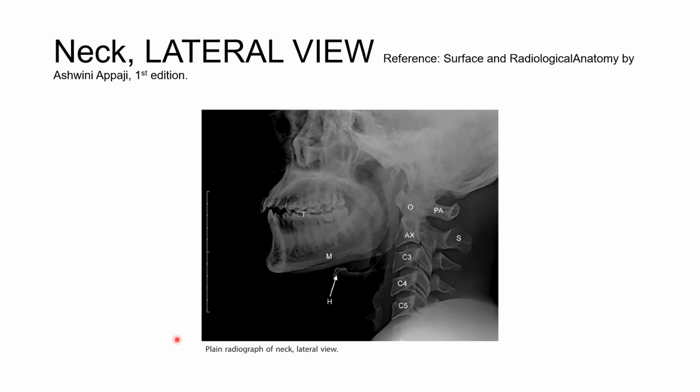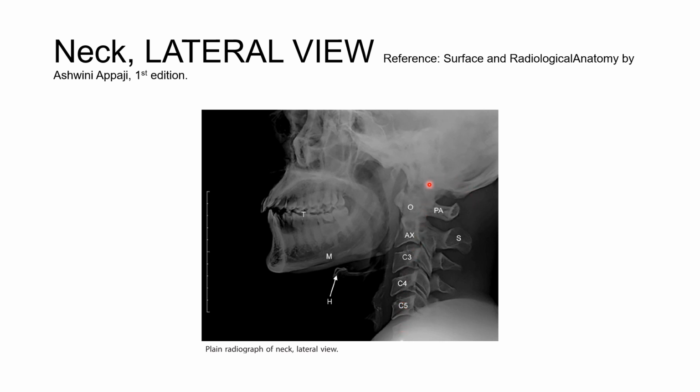So in this you can see the neck. Here, what is this? This is the mandible. So they will ask you about the temporomandibular joint here. They can ask you to count the vertebrae, so you can see the numbering here.